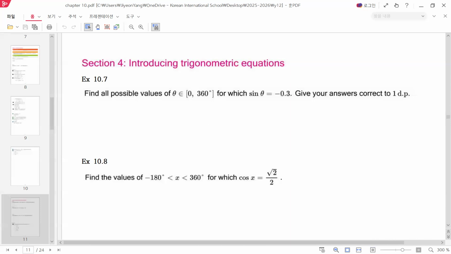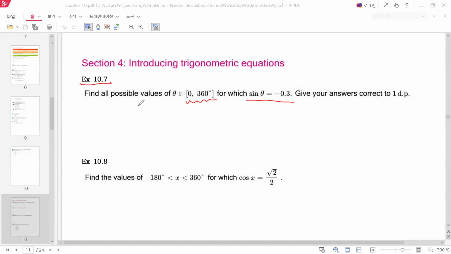Okay, I'm going to try to show you how to solve this question by using several methods. Firstly, example 10.7. Jason Tao, please read this question. So theta is inside 0 to 360 degrees, for which sine theta equals negative 0.3. Your answer should be correct to 1 decimal place.